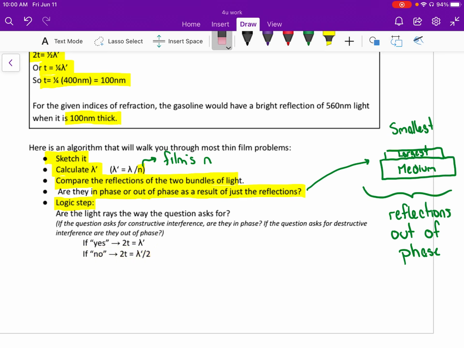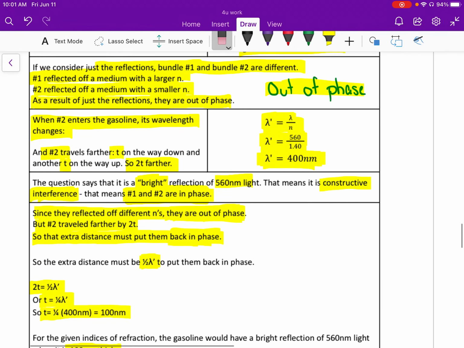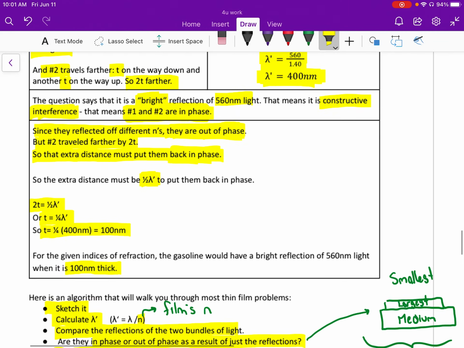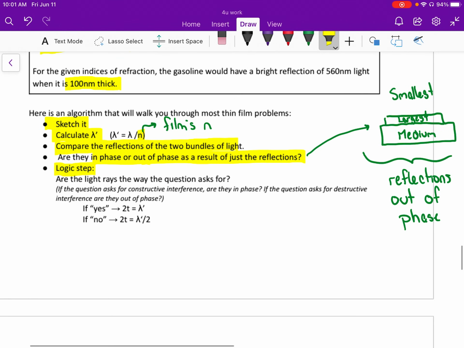If we go back to that example, if I kept the ends exactly the same, but I said orange light was completely canceled out, then if I don't change the ends, they're still out of phase because of the reflecting. But canceled out means destructive interference, so we want to keep them out of phase, and the answer to my logic question is yes. Then the extra distance, the 2t, must be a full wavelength because they're out of phase and we want to keep them out of phase.